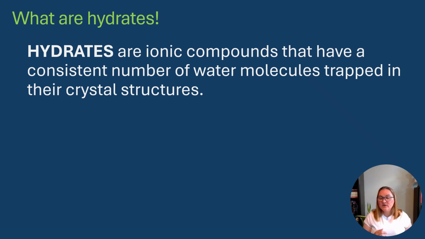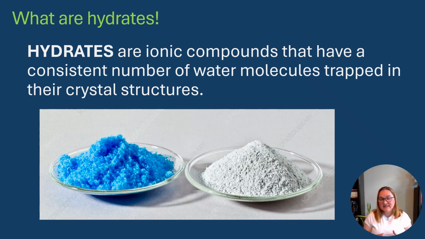The fact that we can drive off these waters and change the properties of the compound is really why we need to name them differently though. Take the copper compound I just mentioned, which was copper 2 sulfate, for instance. When the waters are trapped alongside the copper 2 cations and the sulfate anions, the compound will be blue and crystalline and have an almost wet appearance. The blue solid in the watch glass on the left here is copper 2 sulfate pentahydrate.